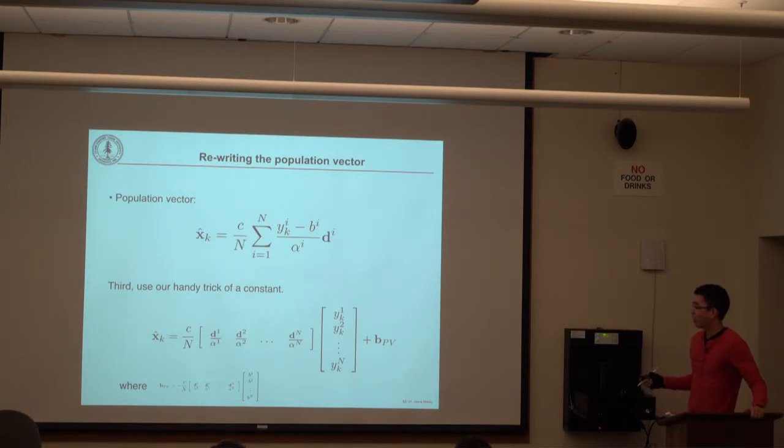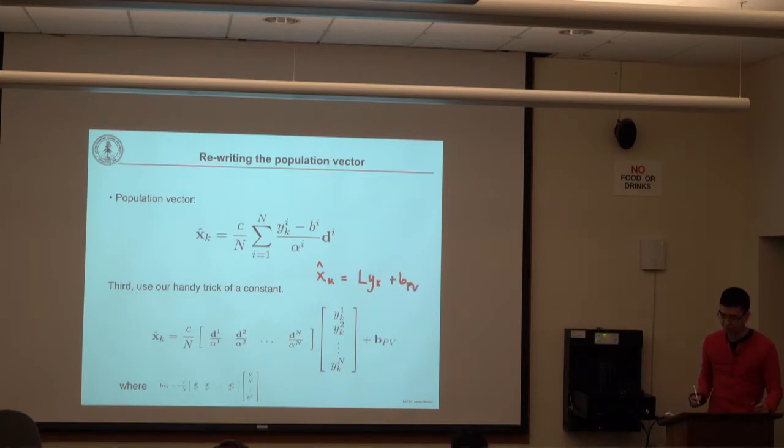All right, if I were to just stop at this point, we would have an equation that looked like x hat k is equal to L times y k plus b_pv. We're almost there, but we still have this constant that we have to get rid of. Does anyone have an idea of how we might get rid of this constant? Add 1 to the y vector and the constant.